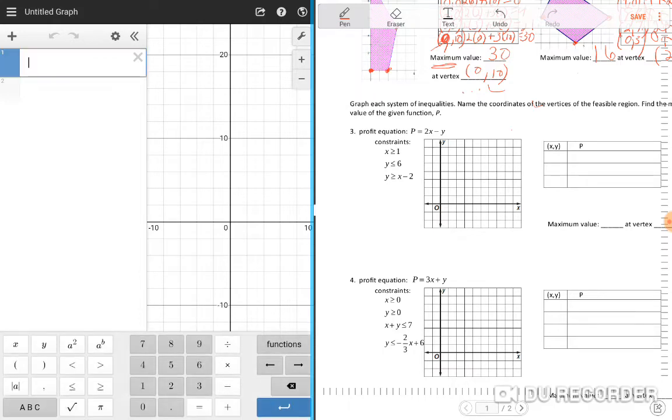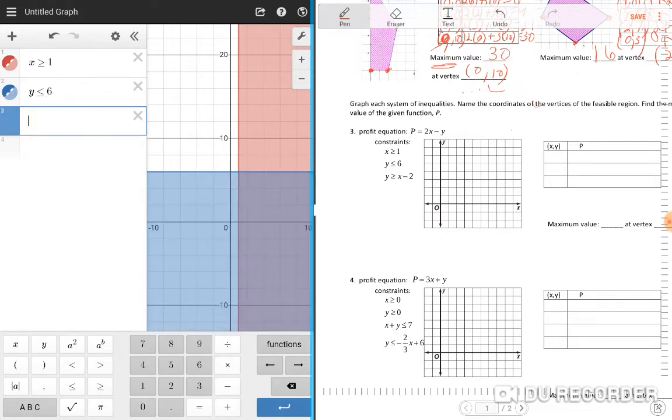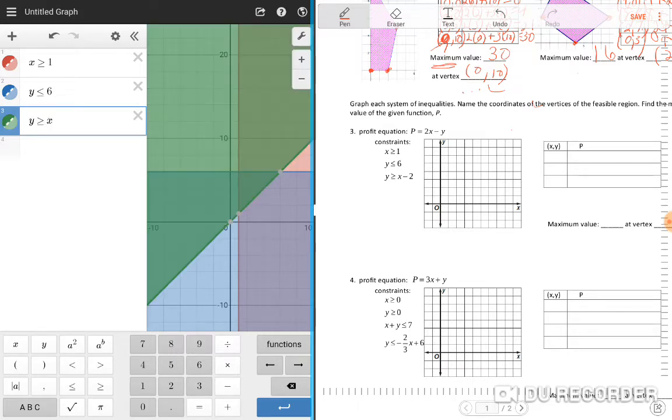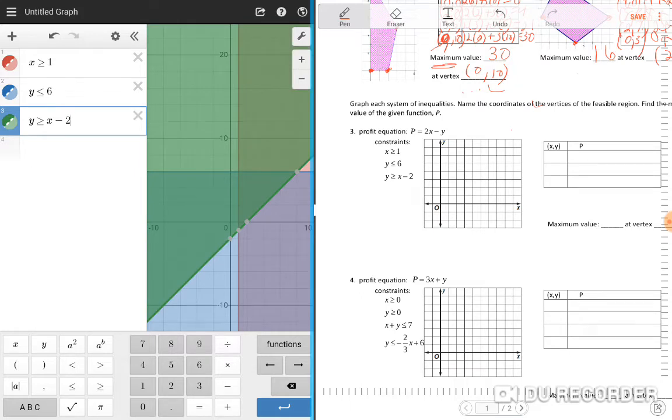The first one we want to graph is x greater than or equal to 1. Then we want another one that says y is less than or equal to 6. And then we need another one that says y greater than or equal to x minus 2. So we're looking for the region where this overlaps.